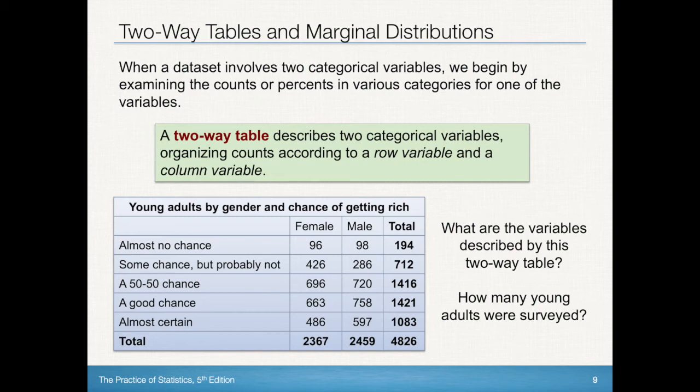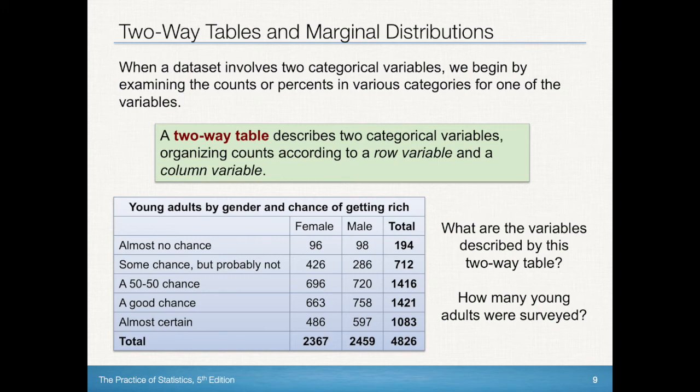And if you've done that properly, that number in the bottom right corner should be the sum of the values of the female column and the male column, and it should also be the sum of the values of all of the different chances of getting rich. If those don't add up, then there's something wrong with your arithmetic somewhere. Go ahead and make the change.